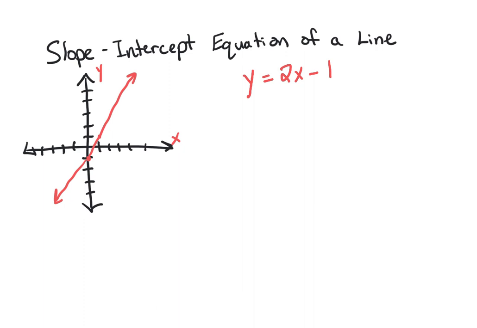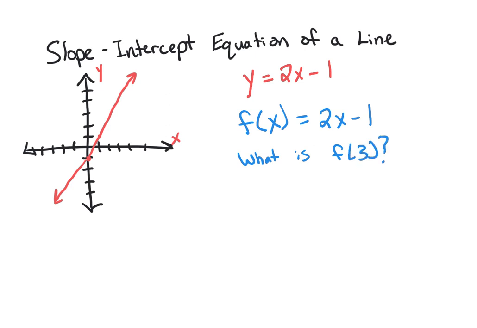So let's say we wanted to find a point. A lot of times you'll see it written like this. This is what we call function notation. There are problems similar to this on your quiz. Maybe we would try to figure out f of 3. Basically, all we're doing is figuring out when x is 3, what does y equal?